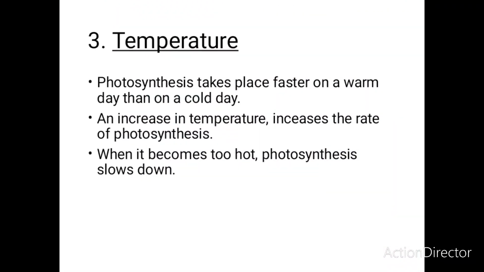So now let's see how temperature affects the rate of photosynthesis. So photosynthesis takes place faster on a warm day than on a cold day. This means that an increase in temperature increases the rate of photosynthesis, but when it becomes too hot, photosynthesis slows down.